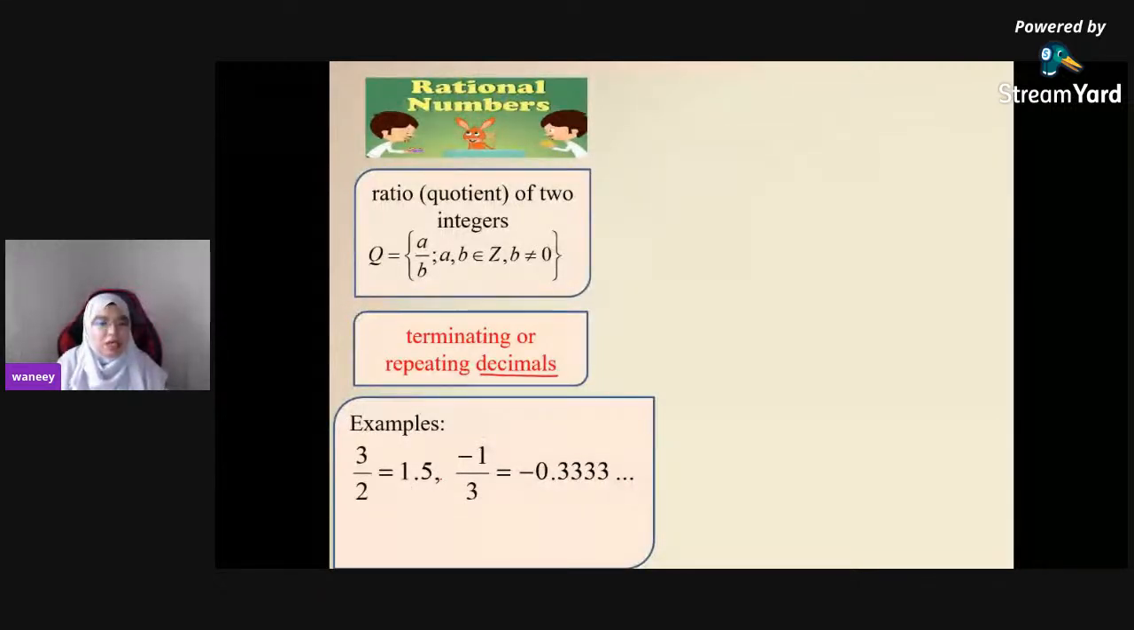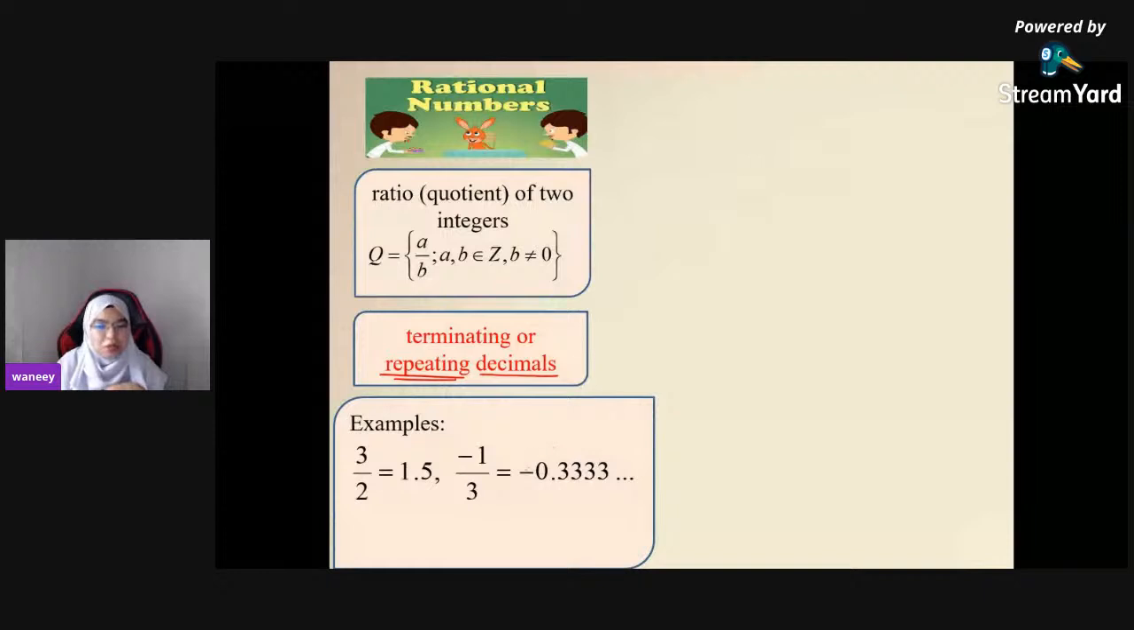This is -1/3. So both of them are integers. And then if you represent them in decimal form, this is -0.3333 dot dot dot. So we have something called the repeating. So this is the case where it repeats.